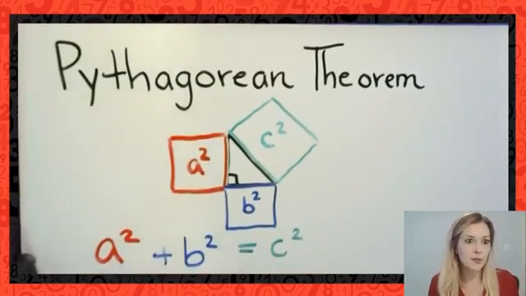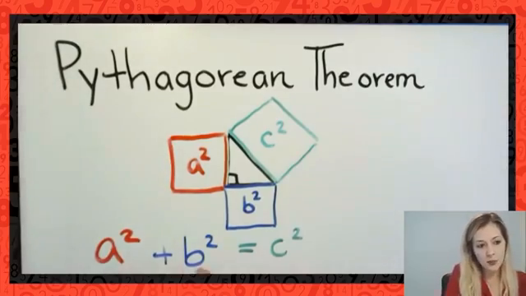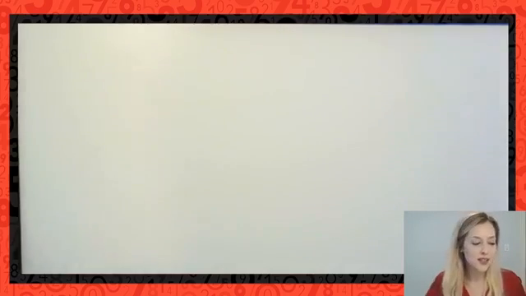So let's see how this applies to a right triangle. I'm going to erase this. All we need to remember is a squared plus b squared equals c squared. And if you say that enough, I promise you, it'll be stuck in your head forever. A squared plus b squared equals c squared.